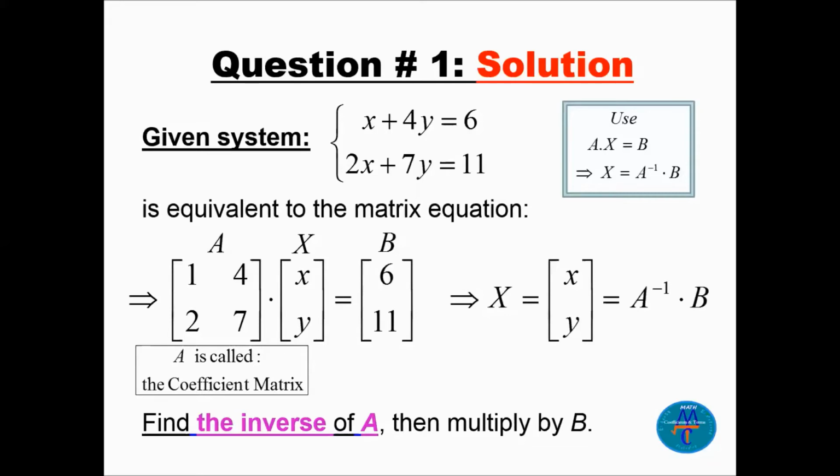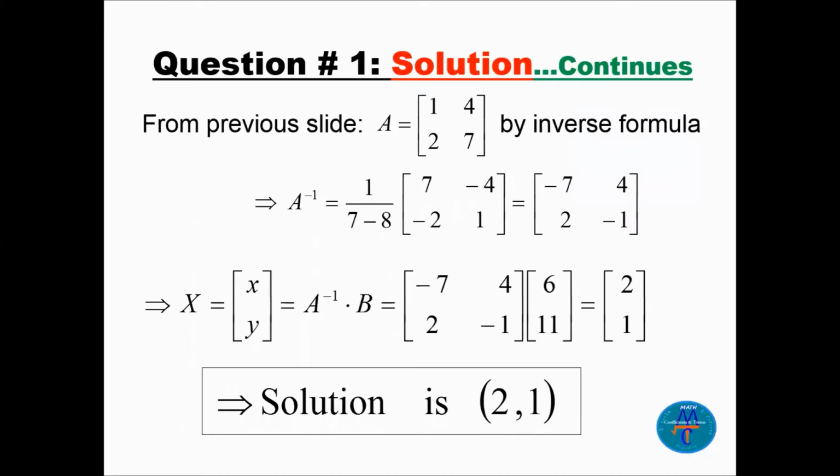Okay, let's go. So A is 1, 4, 2, 7. By the inverse formula, it will be 1 over ad, 1 times 7 is 7, 4 times 2 is 8, so 1 over 7 minus 8. Switch the main diagonal, see 7 and 1, and only multiply by minus the 4 and the 2. 1 over 7 minus 8, this is a number, minus 1. So I multiply back inside with minus 1. So it becomes minus 7, 4, 2, minus 1. Now this is A inverse: minus 7, 4, 2, minus 1.